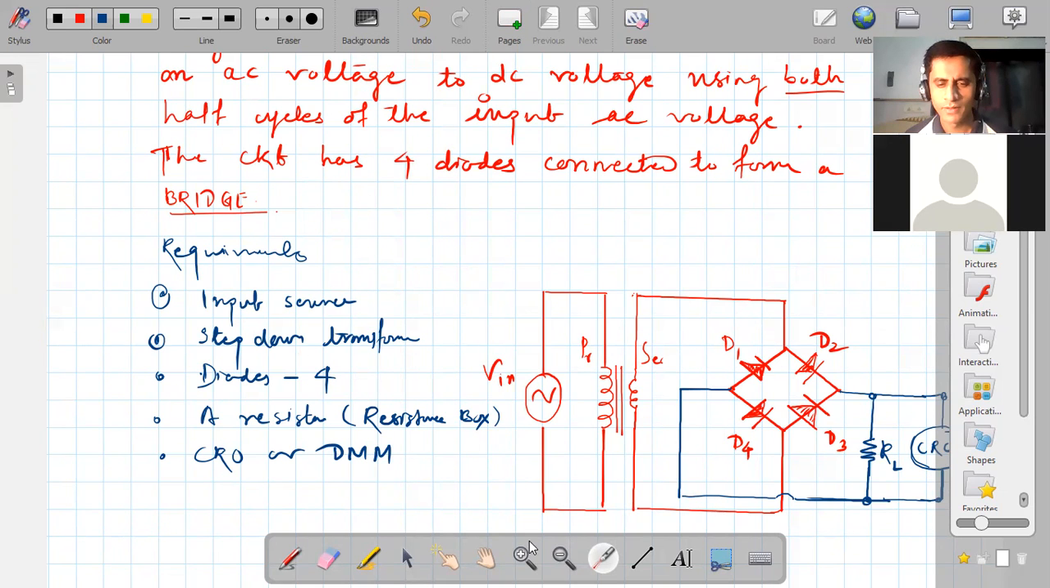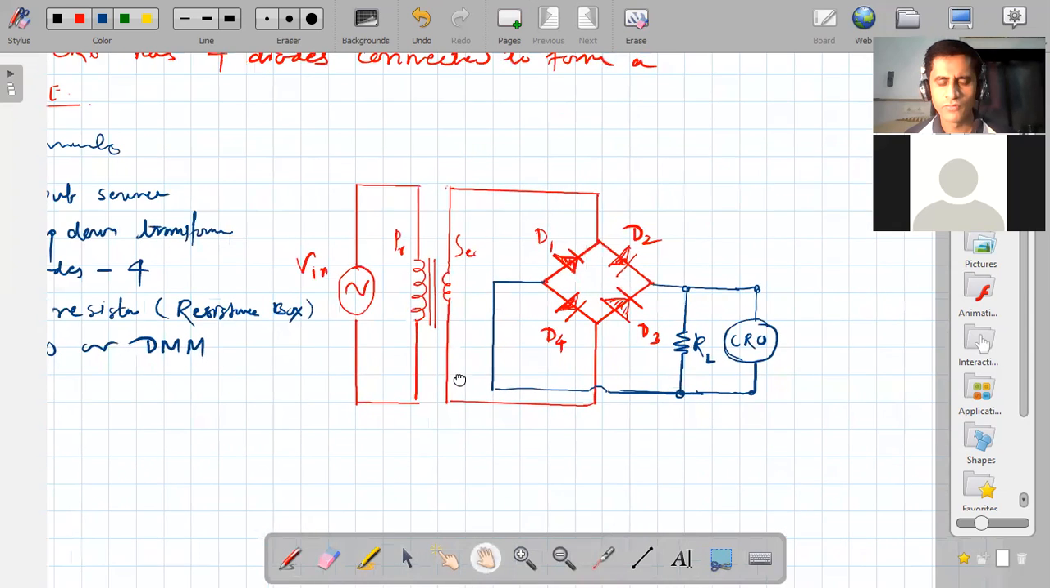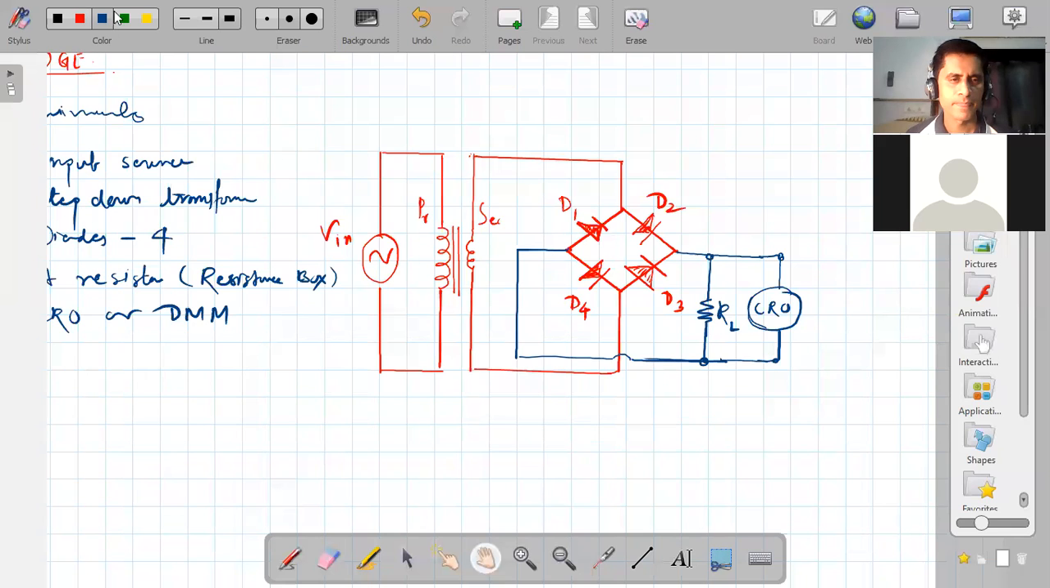Okay, now see, then I will draw the waveforms for this circuit, input as well as output.